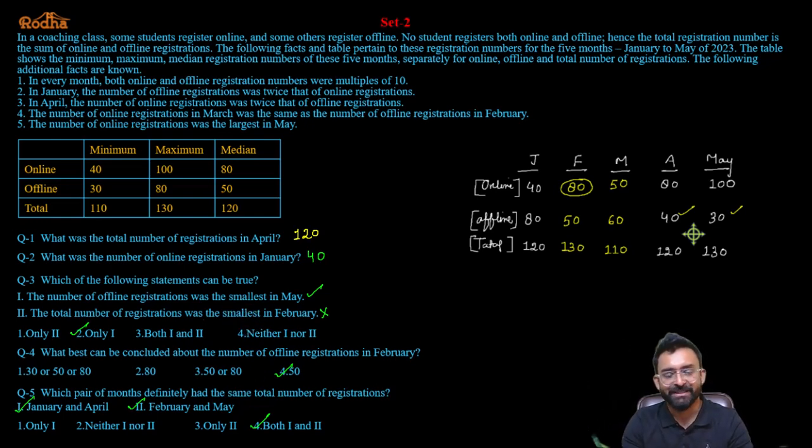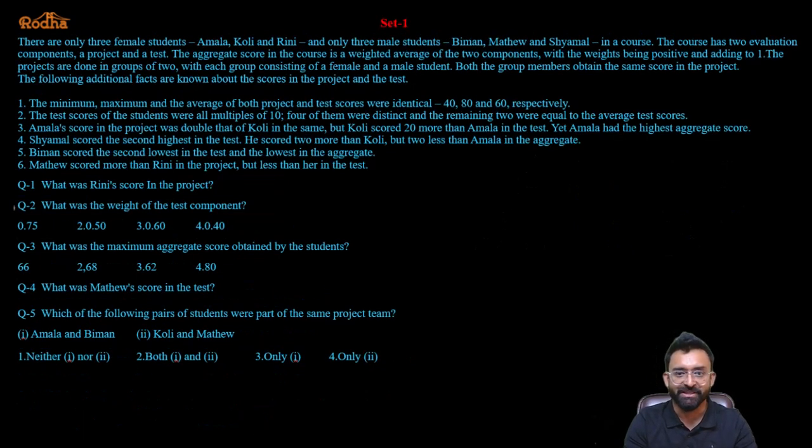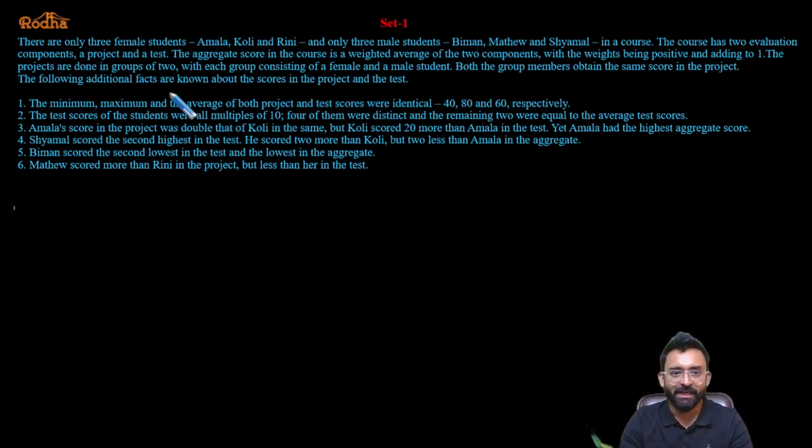Let's move to the first set. We just skipped. Fine. Again, the question which is based on number crunching. I personally like number crunching, and I am sure you must have practiced these type of questions a lot. So let's start with the question. Let's take this question to the other slide. There are only 3 female students, Amala, Kohli and Rini, and there are 3 male students, Biman, Matthew and Shamal.